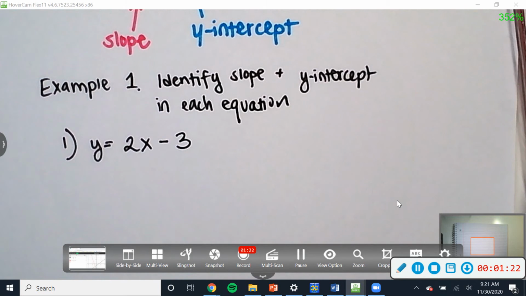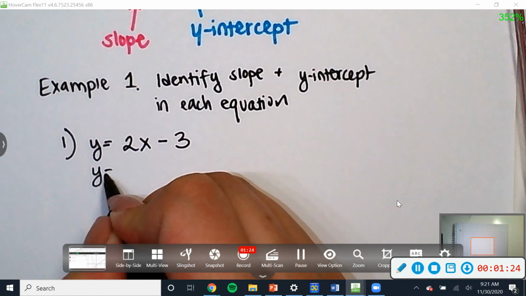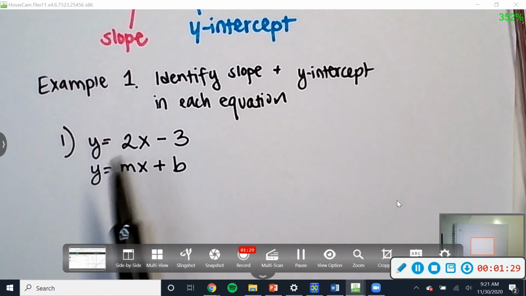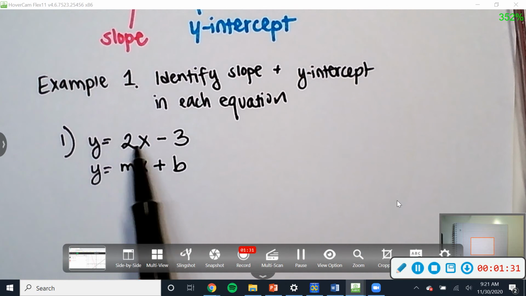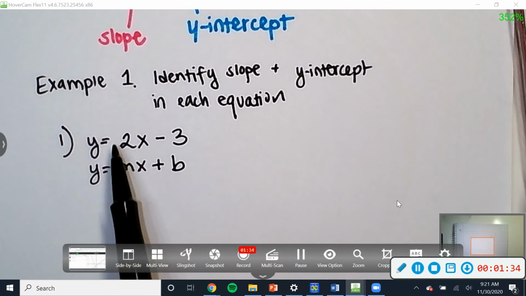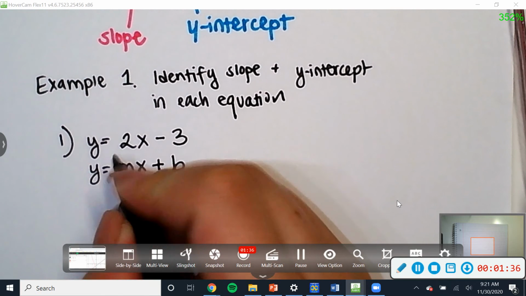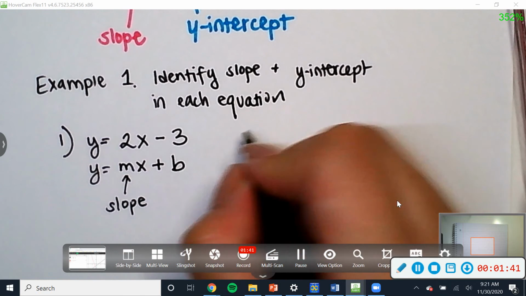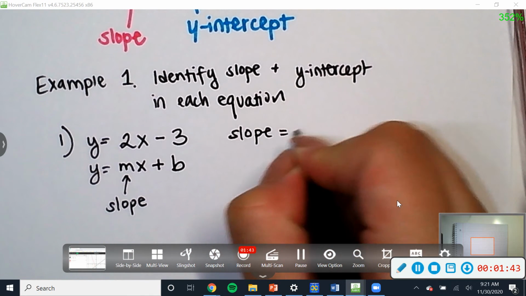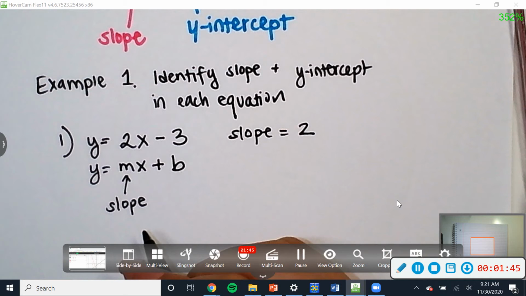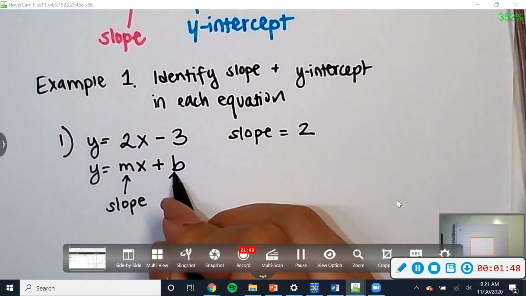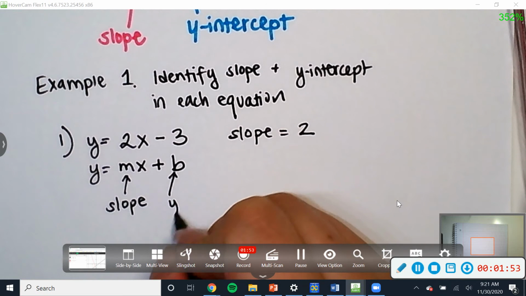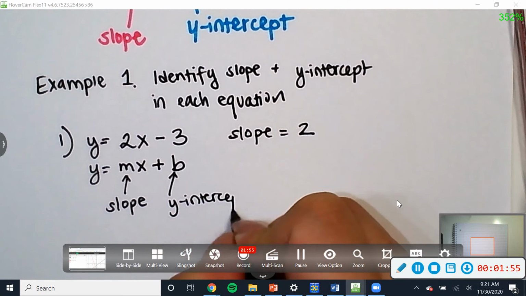So looking at the equation, I'm going to write y equals mx plus b under here so that we can compare them. The number that is in front of our x variable is always the slope. So in this case, our slope is going to be 2. And it is positive. The number that we are adding or subtracting at the end, so the number that's by itself, is our y-intercept in the equation.